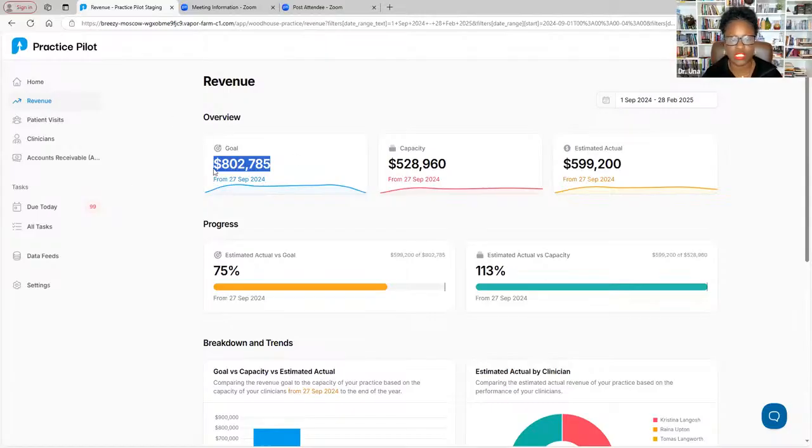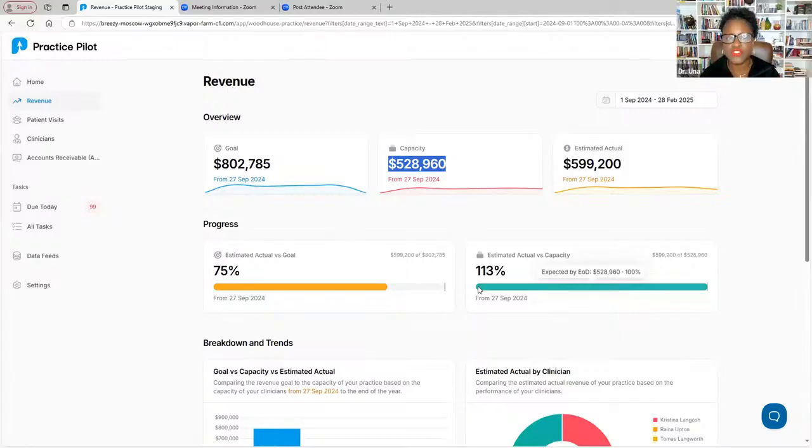So this number, every day when I log in, is there, right? So I know what I'm working towards and I can see where I am and all of those things. That's the first number. Now, the second number, you'll see this number here, and this number says capacity. So you'll notice that the goal is 802,785, but the capacity is 528,000. Let me explain what this means because you have to know what this number is.